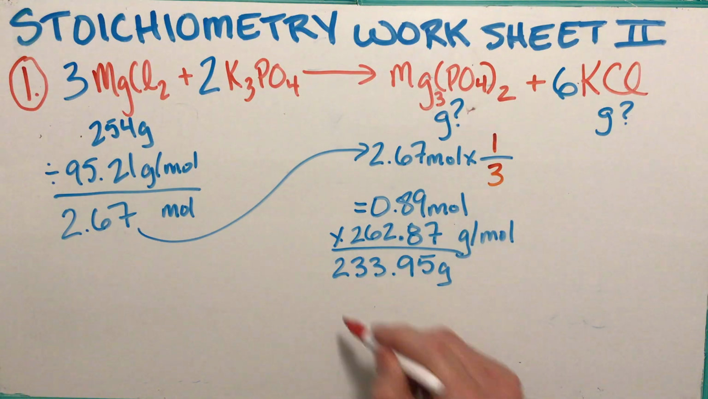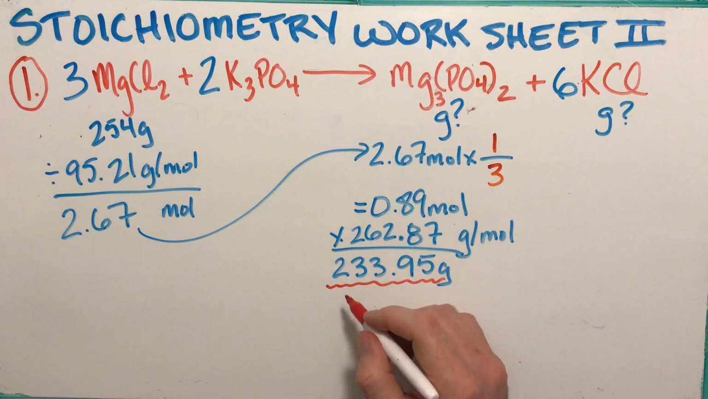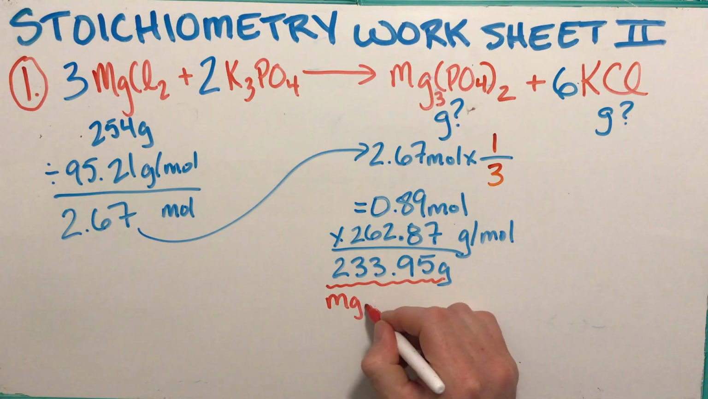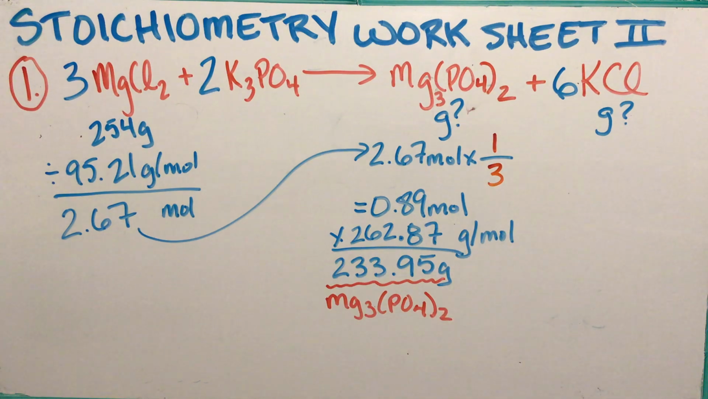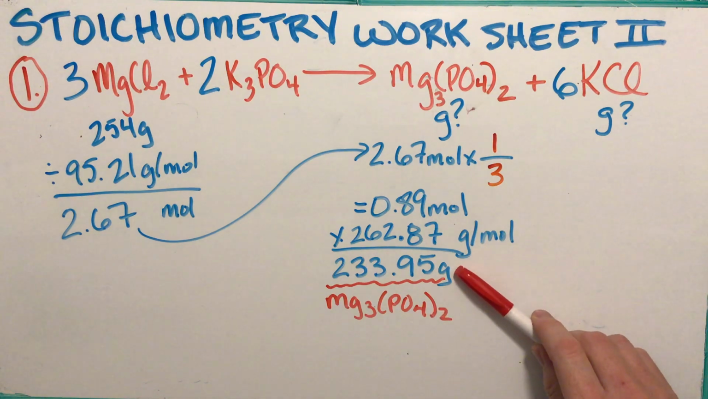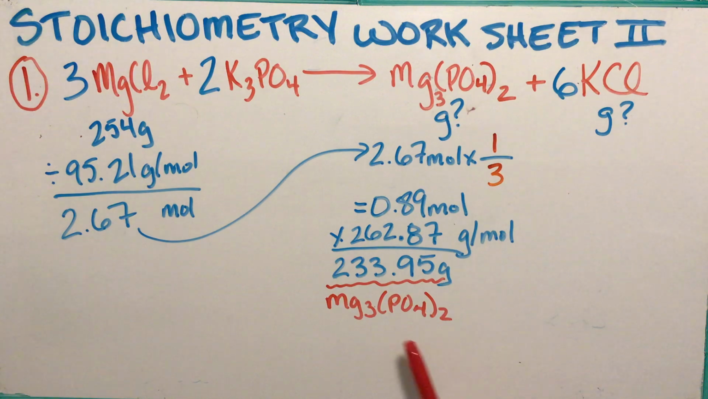So that's the answer for Mg3(PO4)2. All right, so I'll get this many grams, 233.95 grams of the magnesium phosphate. I also have to find it out for here as well.